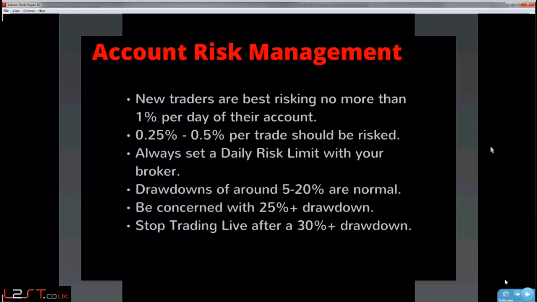Now if you trade for a bank or a hedge fund, I'm sure you have a risk management team that will look after most of that for you. Now if you are a prop trader and you trade the firm's capital, then they will assign a certain amount of capital per day to you. So they will do your risk management for you. You will have a risk desk that looks after your risk.